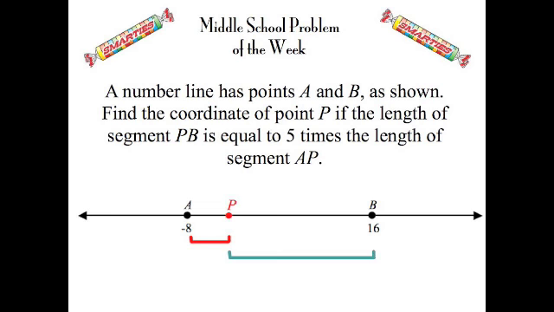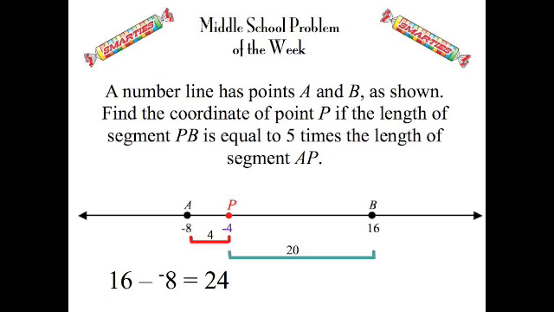And the first thing we're going to do is find the distance between B and A by subtracting, so that distance is 24. And then with a little trial and error, we can experiment and divide up that 24 so that the distance from A to P is 4 and the distance from P to B is 20. That fits since 5 times 4 is 20. And the coordinate that is 4 to the right of -8 is -4. So -4 is an answer to this week's problem.